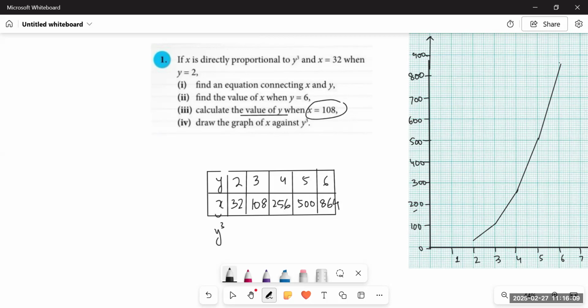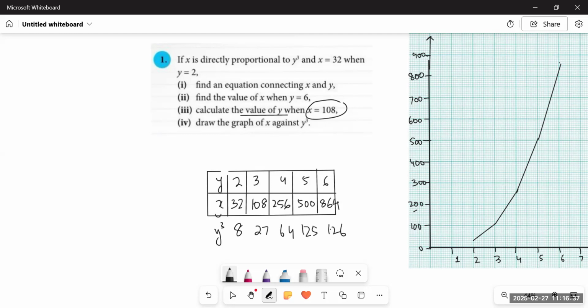So the cube of 2 would be 2 2s are 4, 2 4s are 8. Of 3 would be 3 3s are 9, 3 9s are 27. 4 4s are 16, 4 16s are 64. 5 5s are 25, 5 25s are 125, 6 6s are 36, 6 36s are 216. And we have to draw the graph of x against y cube. So we will take the values of y cube, plot them, and plot the x coordinates against them.